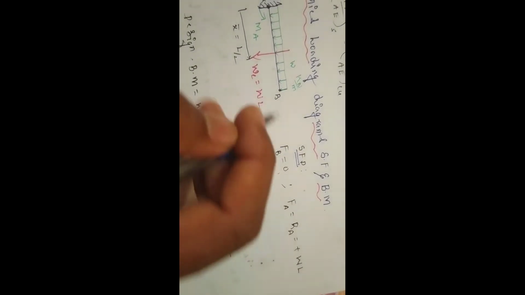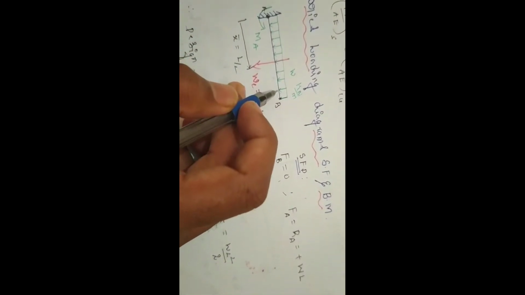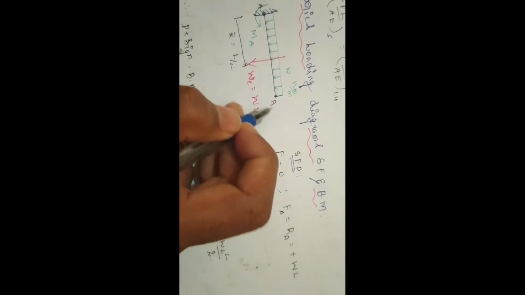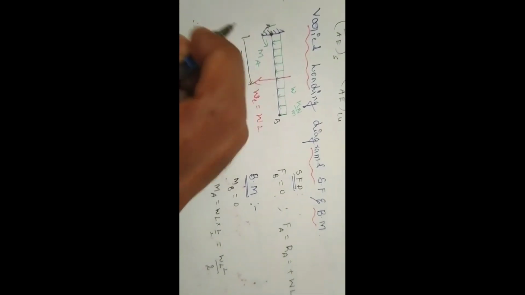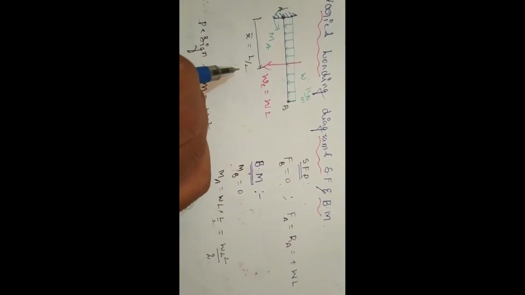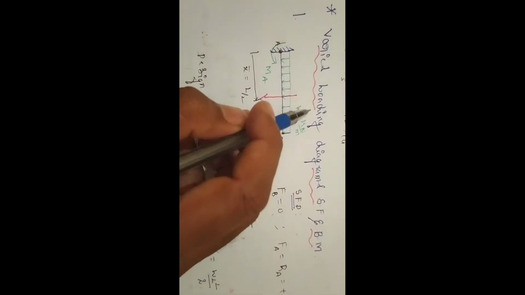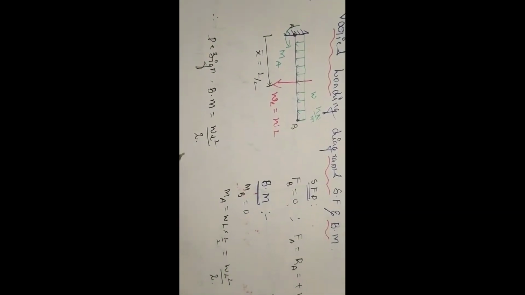Next is bending moment. Bending moment at the free end of a cantilever is 0, and the fixed end has the maximum bending moment. Bending moment equals load into distance. The load is W into L, and the distance to the center is L by 2. So the maximum bending moment for the cantilever beam is WL square by 2.